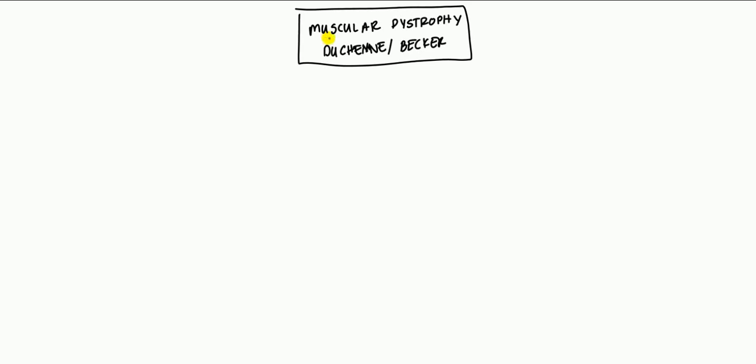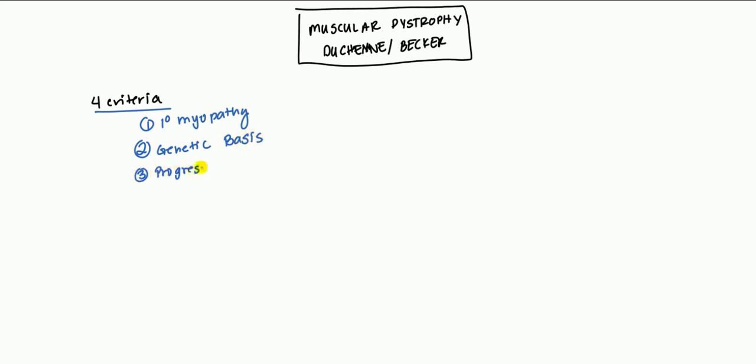So in today's video, we're going to be looking at muscular dystrophy, specifically Duchenne and Becker. There are 4 criteria required for diagnosing a dystrophy. The first one is that it has to be a primary myopathy. Secondly, it has to have some type of genetic basis, so it can't be infectious or any other basis. Third, it has to be progressive, so it can't stay still. And finally, there has to be some degeneration or death of the muscle.